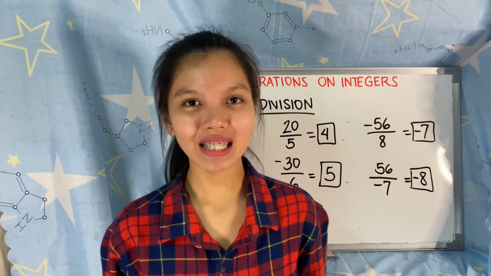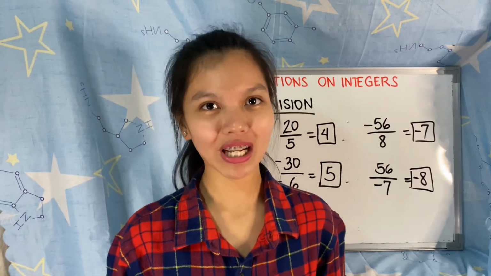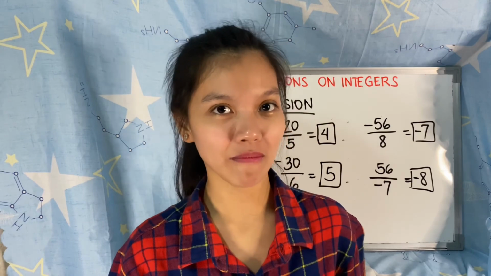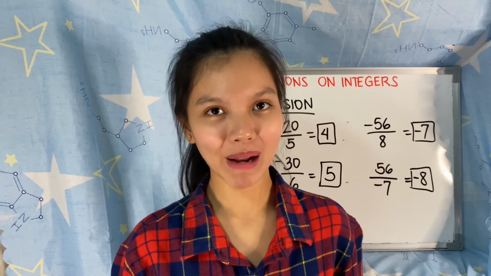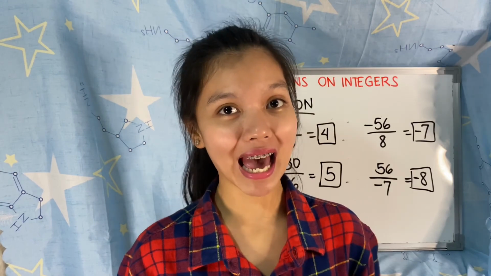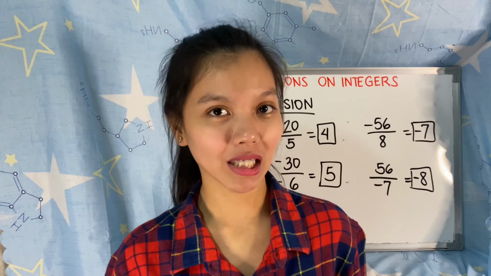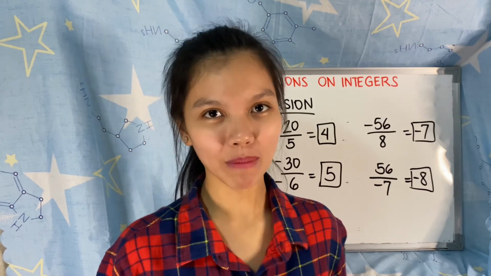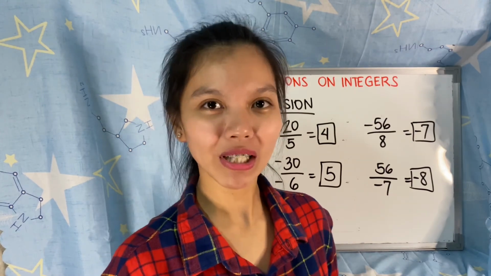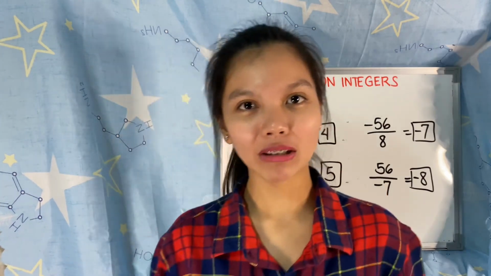So, kung napansin nyo, gaya ng sinabi ko kanina, the rules for multiplication and division are just the same. If you are going to multiply or divide numbers that have the same sign, the answer will be positive. Pero kapag nag-multiply or nag-divide tayo ng numbers na may magkaibang sign, the answer will be negative. So that is all about operations on integers.